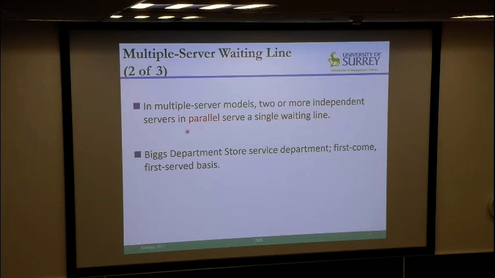All the servers work in parallel and serve a single waiting line. That's mostly the case. If you go to a bank or coffee shop, you wait in the same line, but you have several employees waiting to serve you. So usually it's one waiting line, parallel servers, and first come, first served. That's usually the rule for our business.